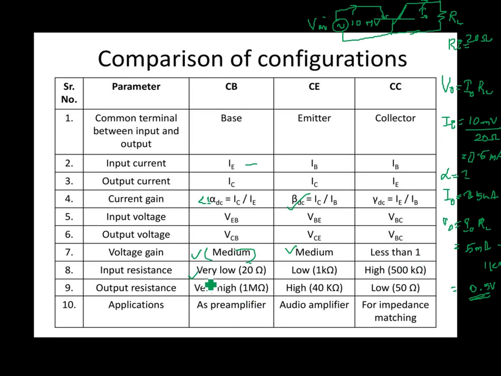Now that is why this common base configuration is used in pre-amplifier circuits. These pre-amplifier circuits are given at the input of the main power amplifier circuit to amplify the voltage alone. So just to provide voltage gain, we can connect a pre-amplifier circuit. It won't offer any current gain. Then this common emitter is widely used in amplifier circuits, and common collector, because of its characteristic of high input impedance and low output impedance, is used for impedance matching.